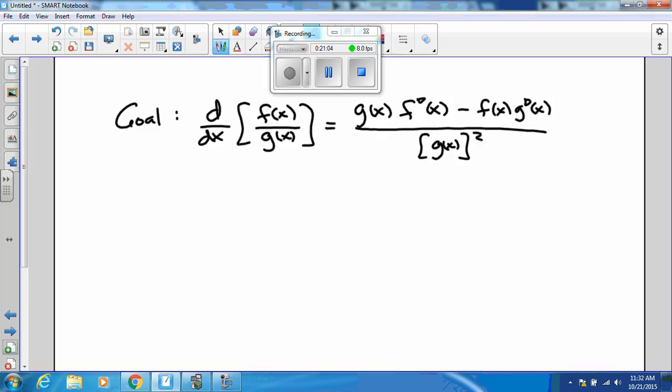Divided by g squared. I'm going to show you how to use it first. Then I'm going to come back and I think we'll do a song. And then if we have time, we'll do the proof. And if not, I'll prove it tomorrow.